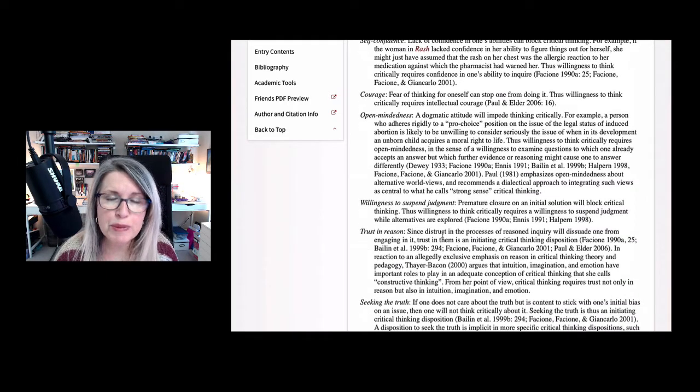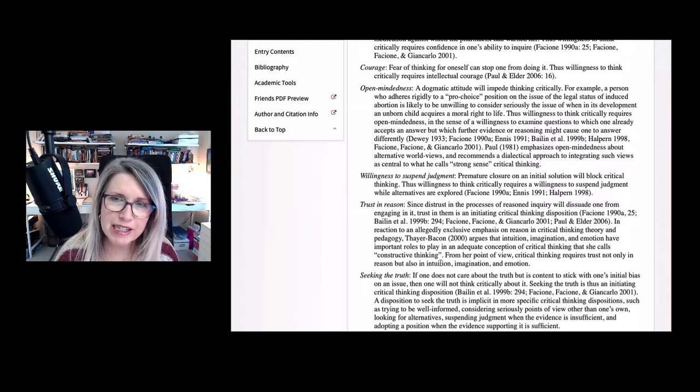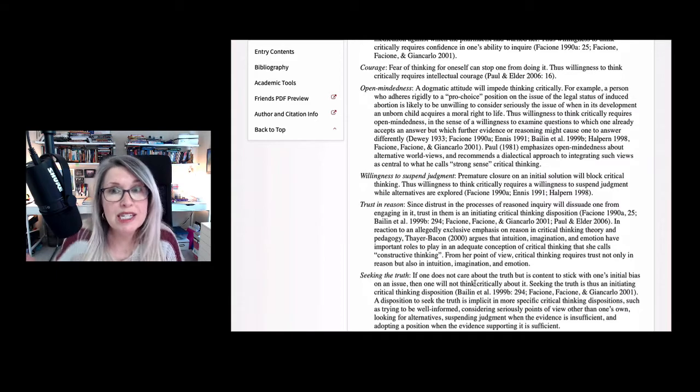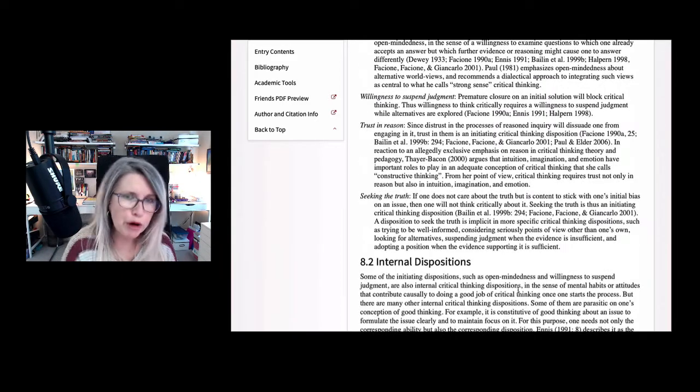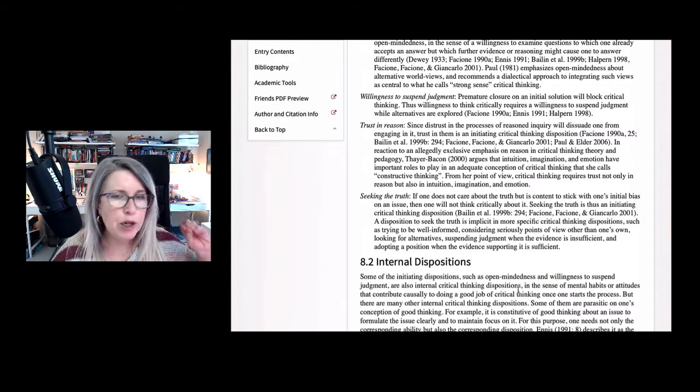Willingness to suspend judgment? Pretty sure that's not happening. Trust in reason? Definitely not. We're told reason is whiteness. Seeking the truth? Nope, we know the truth. The critical theorists know the truth. They've told us the truth. The truth is racism. The answer to every question is racism. The answer to every question is white supremacy. Any denial, any disagreement, any questioning is evidence of white supremacy. It's very convenient. It's called a Kafka trap.